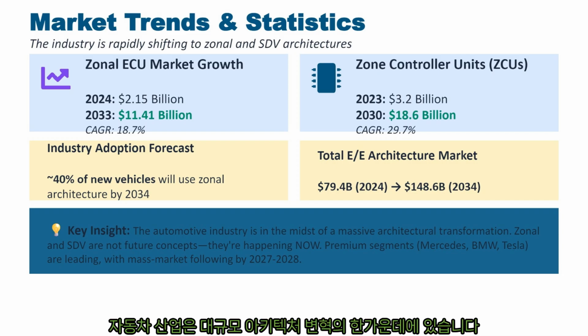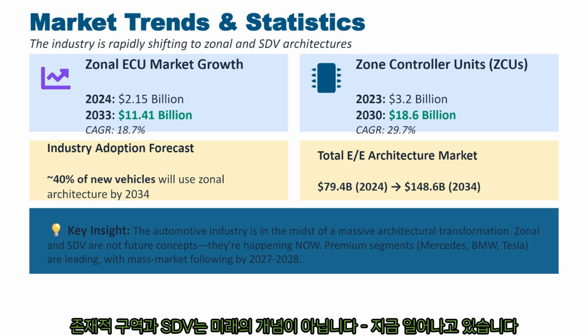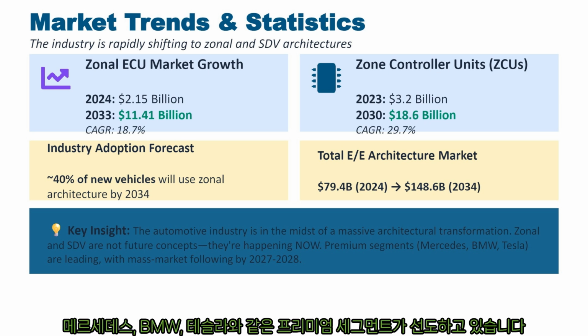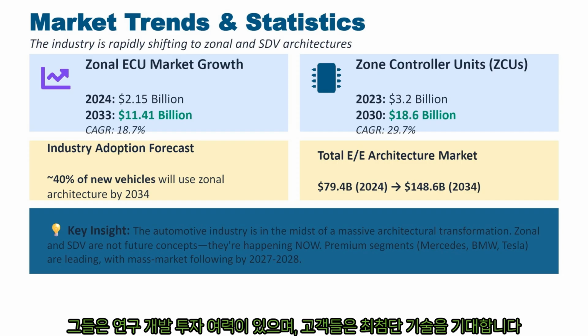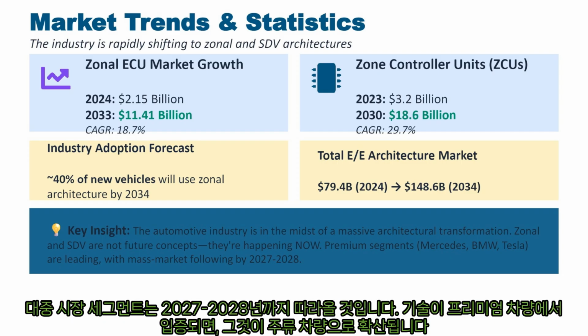The automotive industry is in the midst of a massive architectural transformation. Zonal and SDV are not future concepts. They're happening now. Premium segments like Mercedes, BMW, and Tesla are leading. They can afford the R&D investment, and their customers expect cutting-edge technology. Mass market segments will follow by 2027-2028. Once the technology is proven in premium vehicles, it cascades down to mainstream vehicles.